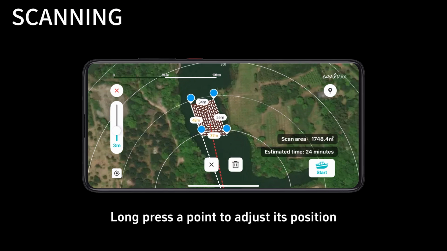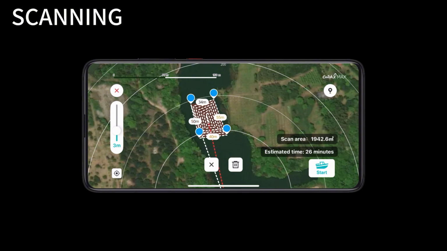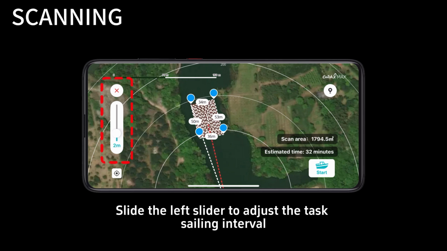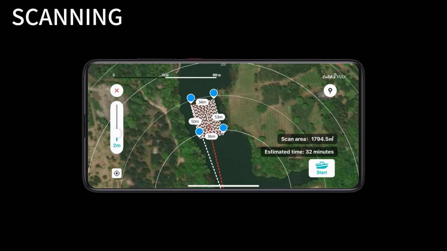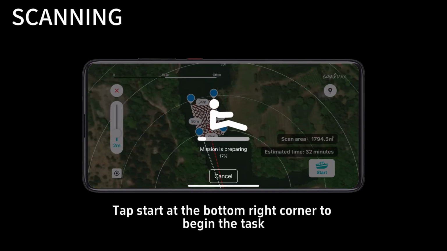Long press a point to adjust its position. Slide the left slider to adjust the task sailing interval. Tap Start at the bottom right corner to begin the task.